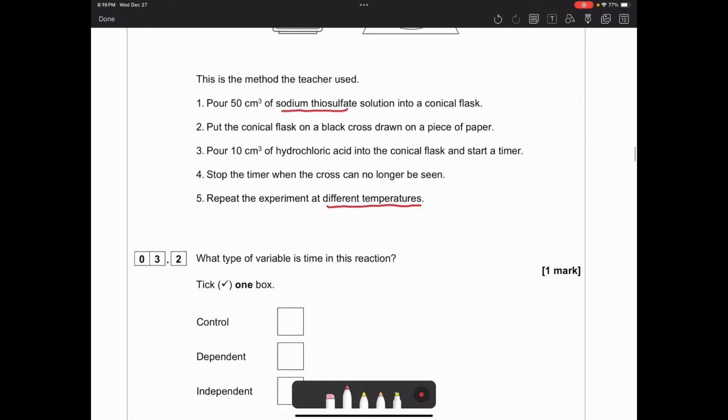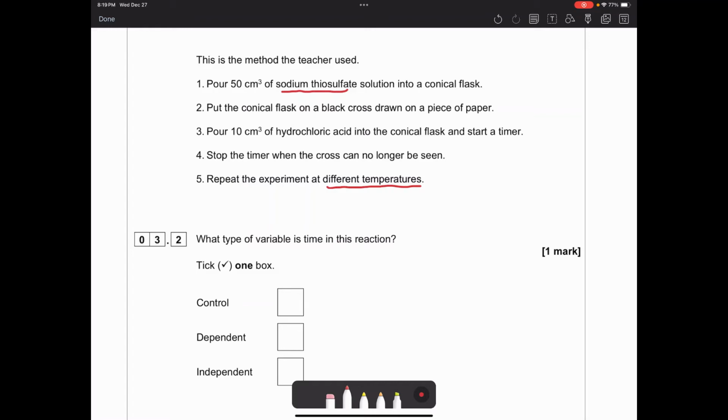Okay, so what type of variable is the time in this reaction? Independent, dependent or control?